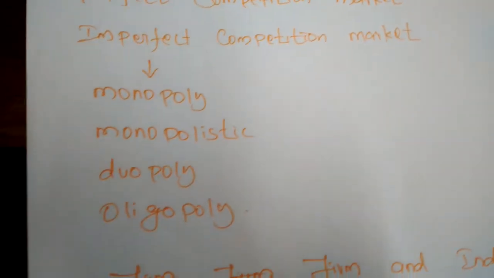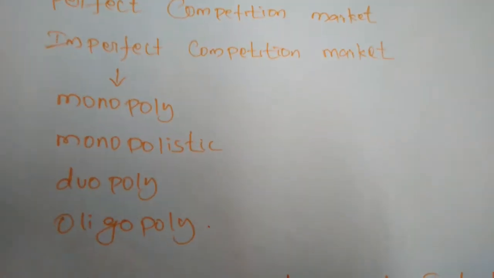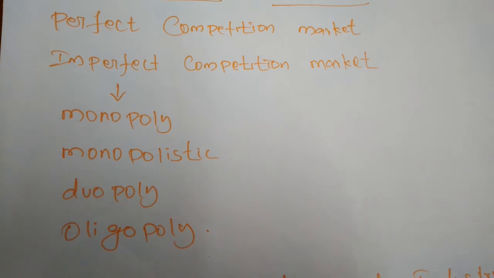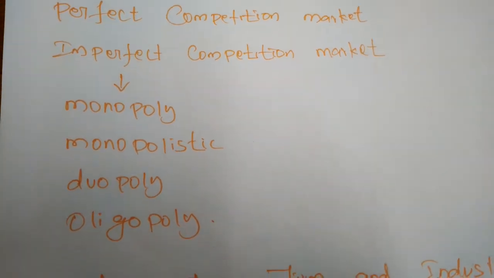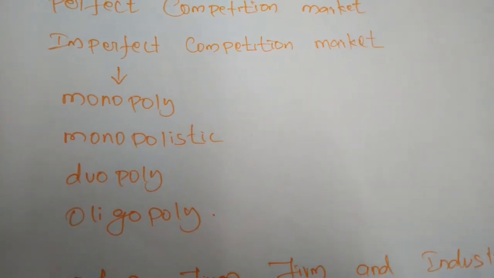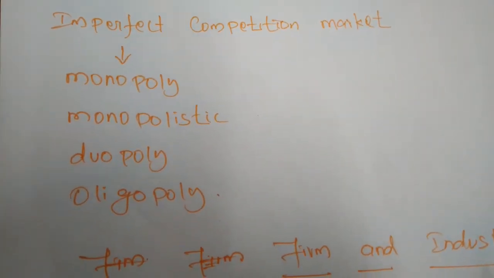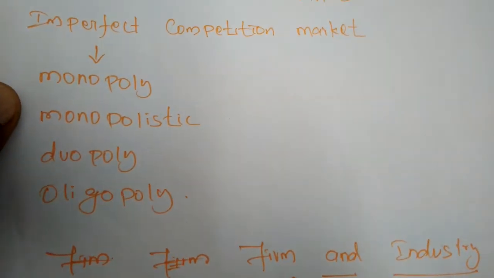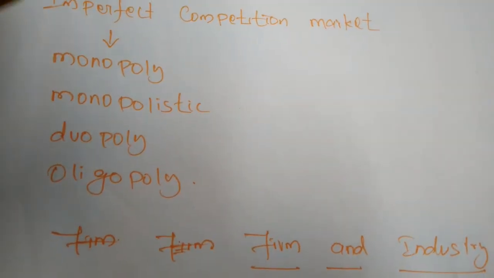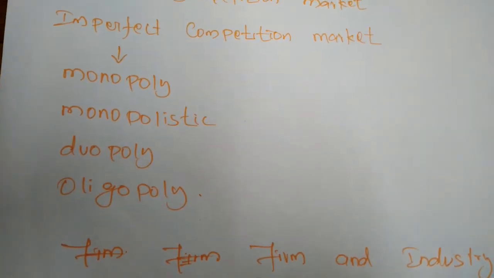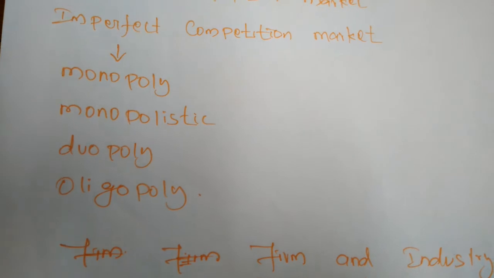Next, the imperfect competition market. Imperfect competition means that not only at festival time or seasonal time, but imperfect competition will always be in the market. The imperfect competition market is classified into four types. The first one is the monopoly market. Mono means single, poly means seller. Only a single seller will be there.